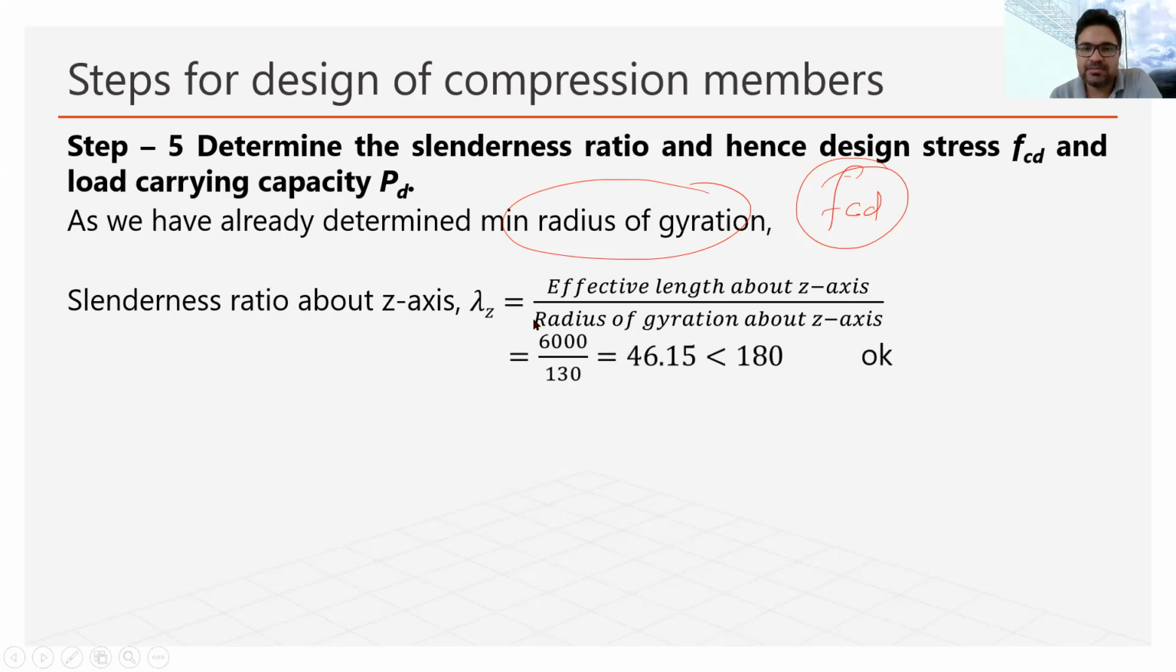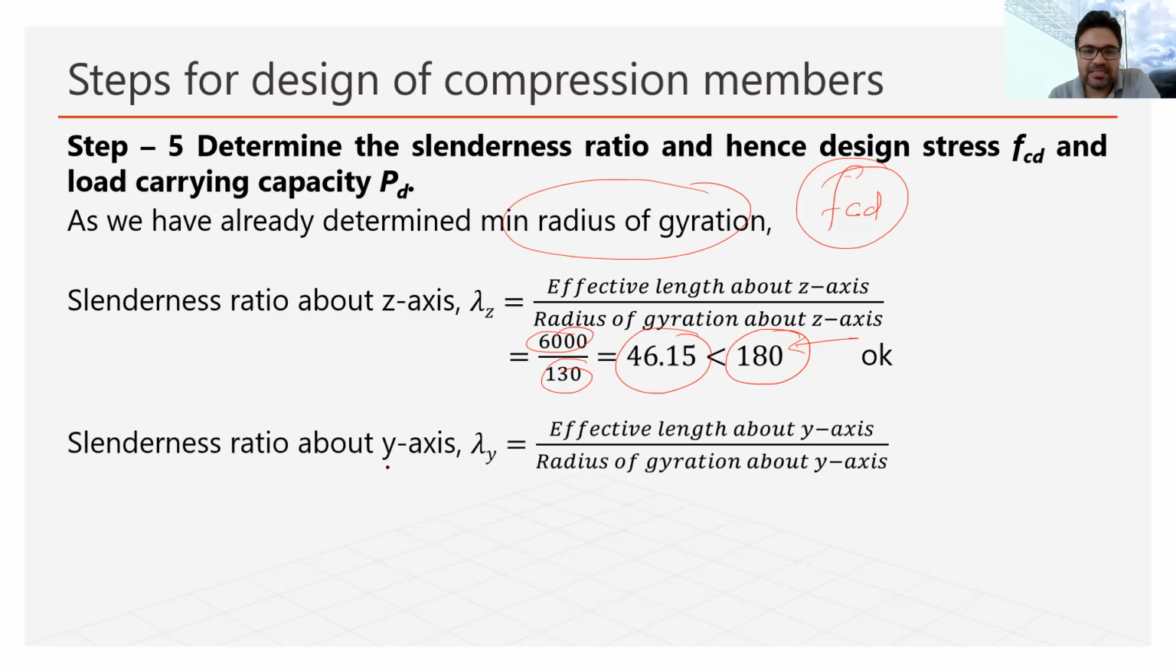So lambda z will be: effective length along the z-axis is 6000 mm and radius of gyration along the z-axis is 130. So in that case, the lambda value is 46.15, which is less than 180. This 180 is given in table 3 of the IS code, so you can check that. And along the y-axis, lambda y will be: effective length is 4000 mm along the y-axis and radius of gyration is 54.1. So the lambda value is 73.94, which is again less than 180, which means our section is okay from the permissible slenderness ratio criteria.